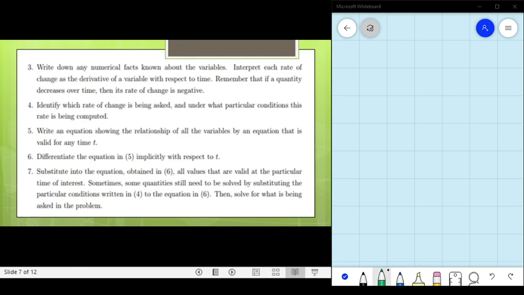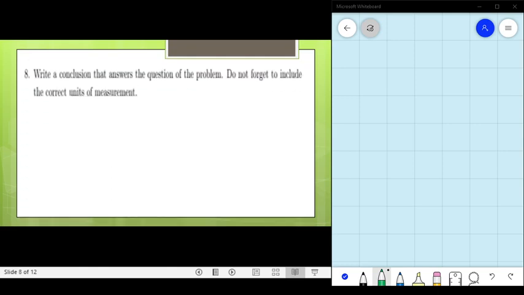Write an equation showing the relationship of all the variables by an equation that is valid for any time t. Differentiate the equation in 5 implicitly with respect to time. Then substitute into the equation obtained in 6 all values that are valid at a particular time of interest. Sometimes some quantities still need to be solved by substituting the particular conditions written in 4 into the equation in 6. Then solve for what is being asked in the problem. Number 8, write a conclusion that answers the questions of the problem. Do not forget to include the correct units of measurement.